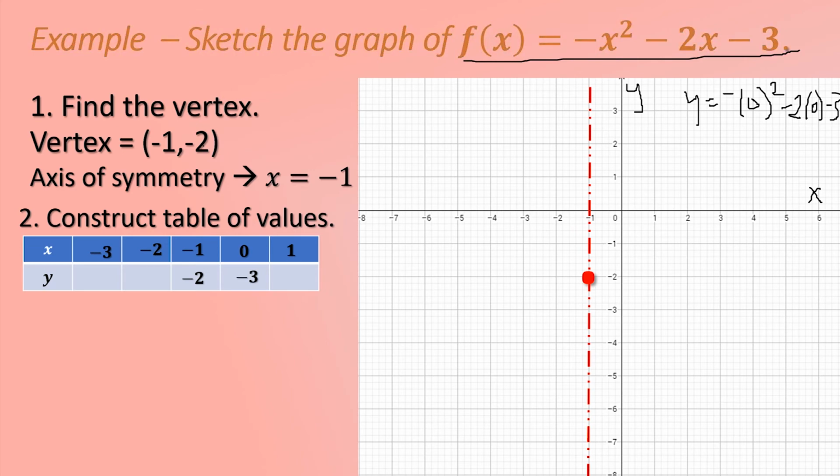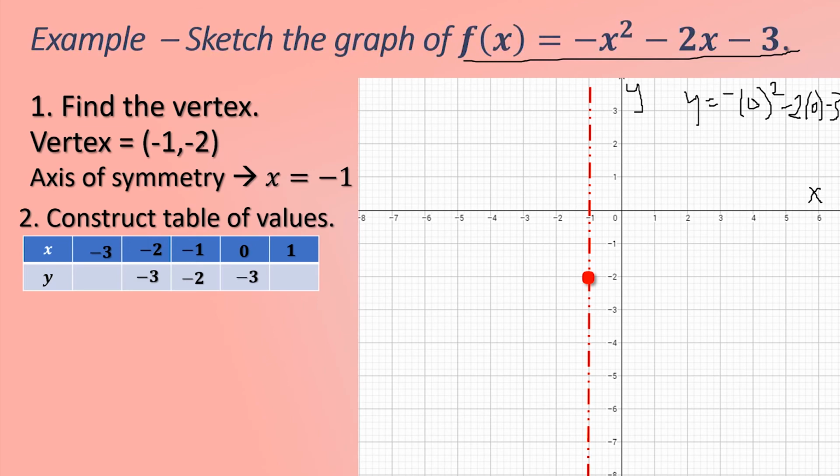What is nice with this method of constructing a table of values is that whatever value we get from this 0, we automatically put that value to the corresponding x value that we chose earlier. If from the axis of symmetry we move 1 unit, on this side we have 0, and on this side negative 2. Then if x is equal to negative 2, y is also equal to negative 3. So it makes our work faster and easier.